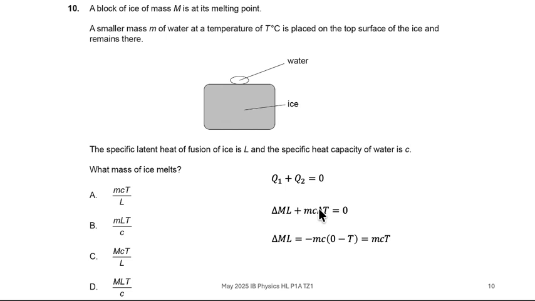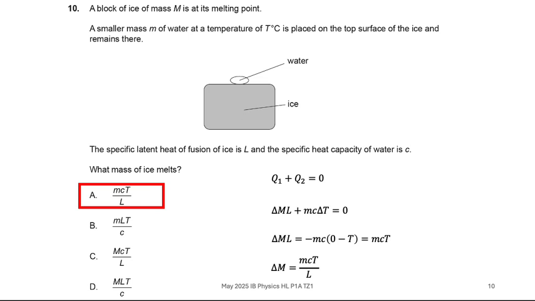Now delta T, we've got a change in temperature, and this is where those minus signs work. Our final temperature is going to be 0 because the water is going to cool down from its initial temperature. That's the final temperature is 0. Its initial temperature is T. We've got 0 minus T, minus MC times 0 minus T just gives MCT. We're then going to rearrange our equation. We've got delta M L equal to MCT, or in other words, delta M is equal to MCT over L, which is why the answer here is A.